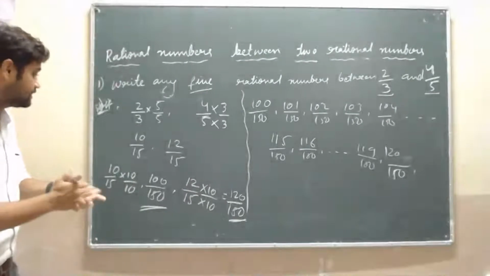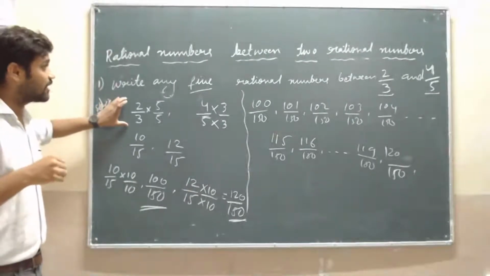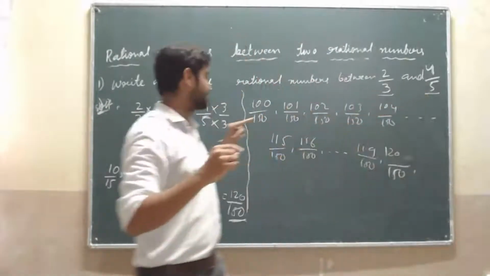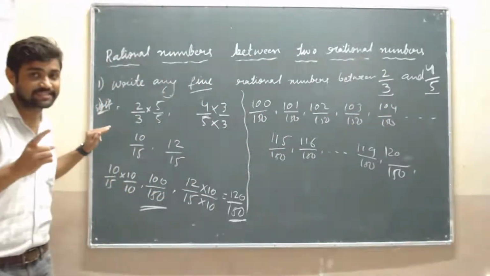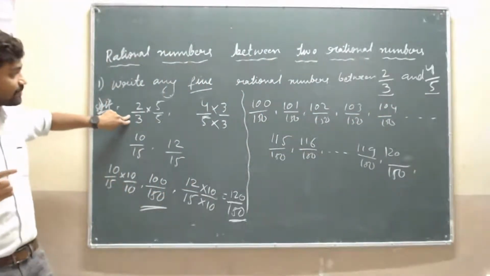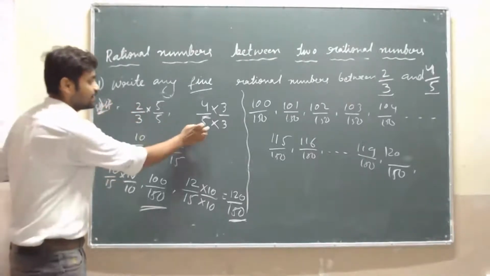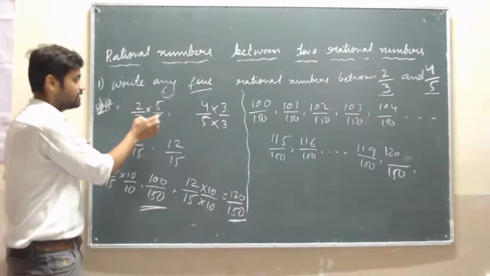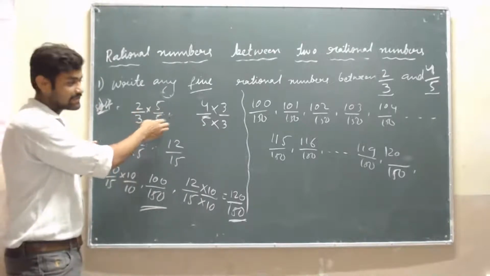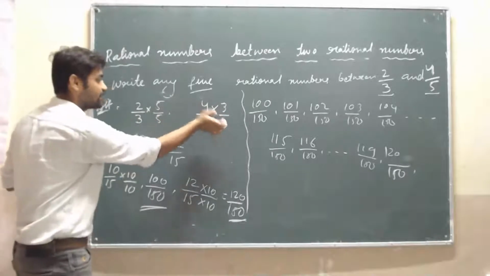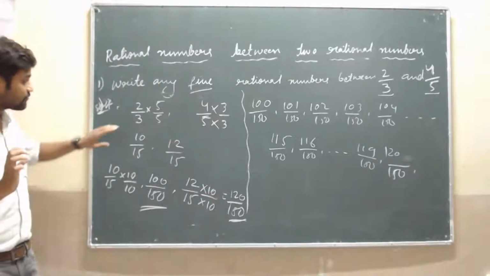See here, the first thing we have to do is check, since the denominators are different, whether the denominators are the same or not. Otherwise we have to make the denominators the same. So multiply and divide the first number by the other number's denominator, and as usual the other number is multiplied and divided by this number. Then what will we get?